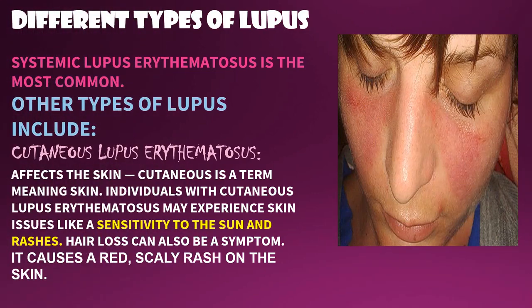Different types of lupus. Systemic lupus erythematosus is the most common. Other types of lupus include cutaneous lupus erythematosus, which affects the skin. Cutaneous is a term meaning skin. Individuals with cutaneous lupus erythematosus may experience skin issues, sensitivity to the sun, and rashes. Hair loss can also be a symptom. It causes a red scaly rash on the skin.